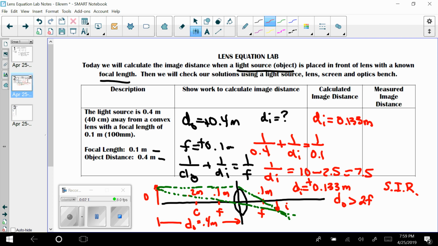And if you look at the convex case where the object is beyond C, you'll see that the image is smaller, inverted, and real, and the dI is positive. So this image would be smaller, inverted, and real, and would be located as shown down here on this graph.